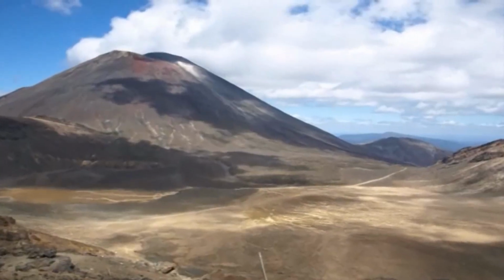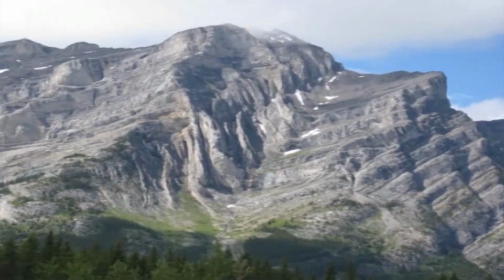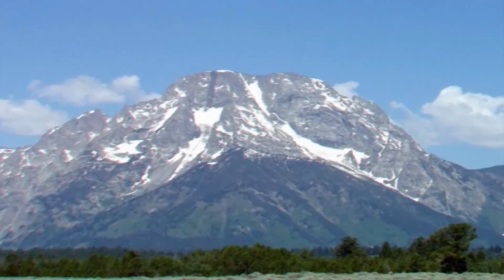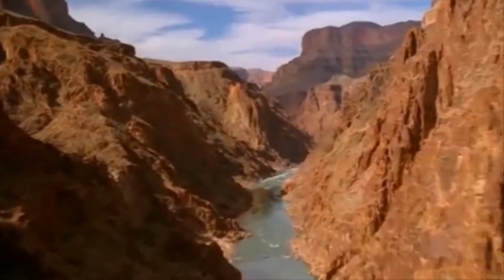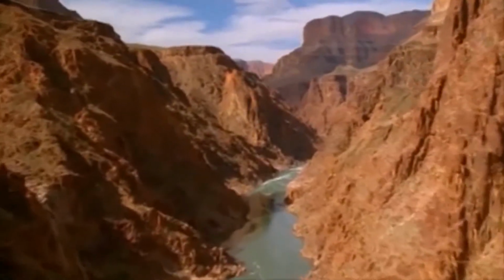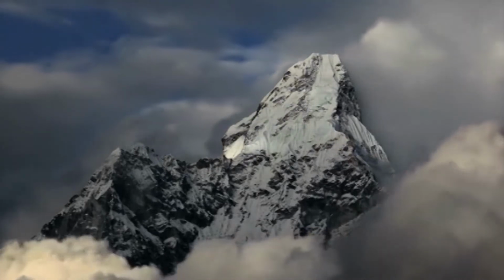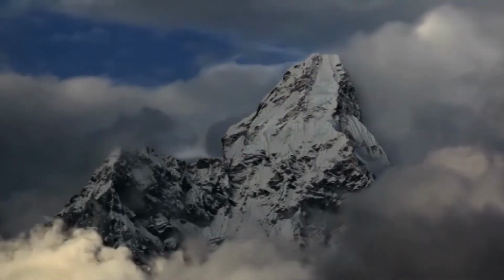There are 4 different types of mountains that have been recognized. They are volcanic mountains, folded mountains or fold belts, fault block or block faulted mountains, and erosional or upwarped mountains. The classification of the mountains is based on factors such as the geometry, structure, rock composition and or age. These are indeed successive stages in the development of mountains.